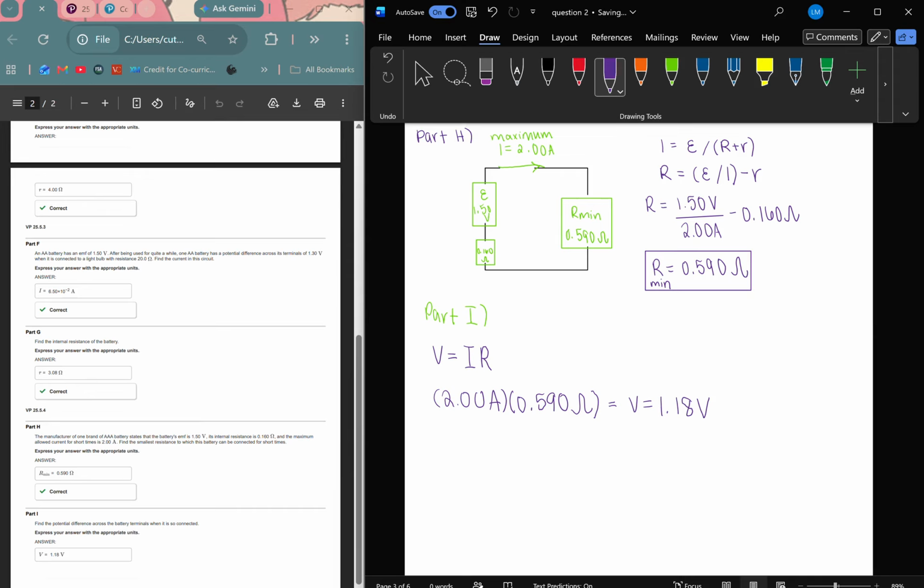And also, basically, the battery had the electromotive force of 1.50 volts, and the terminal voltage is lower because part of the voltage is lost across the battery's internal resistance. So let me circle that.